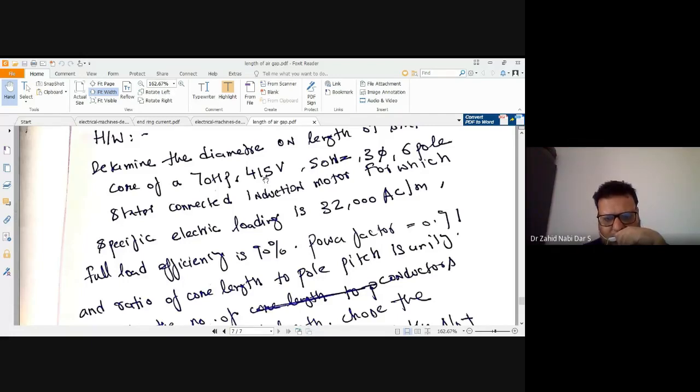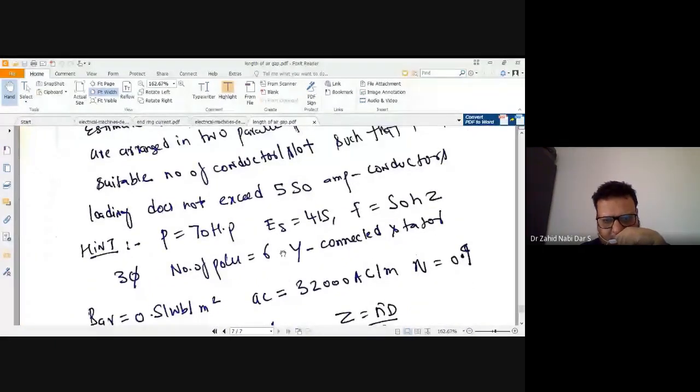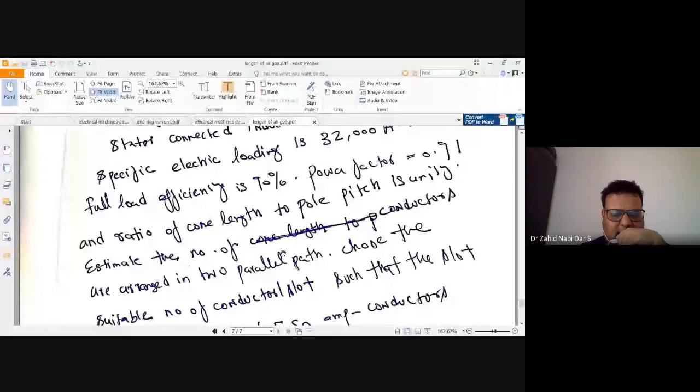Switch off your mute here. So this is star connected. We have to take 415 by root 3. Okay. Now one more thing is there.